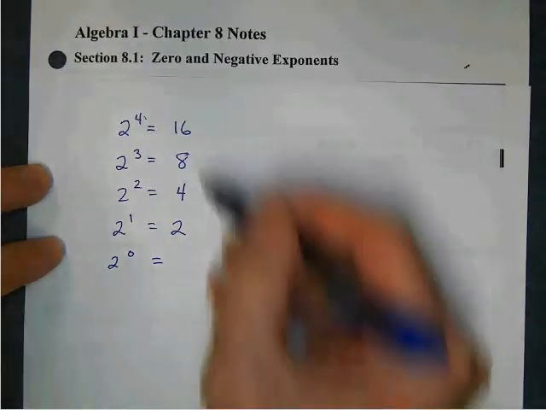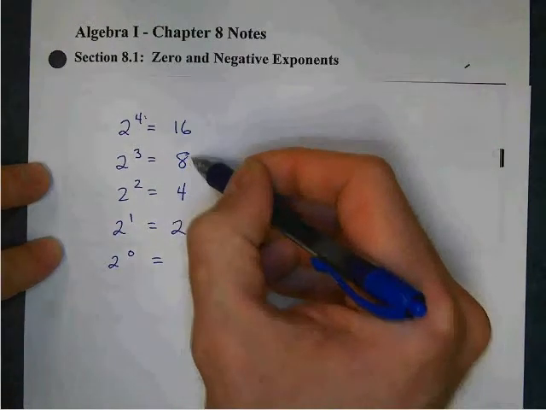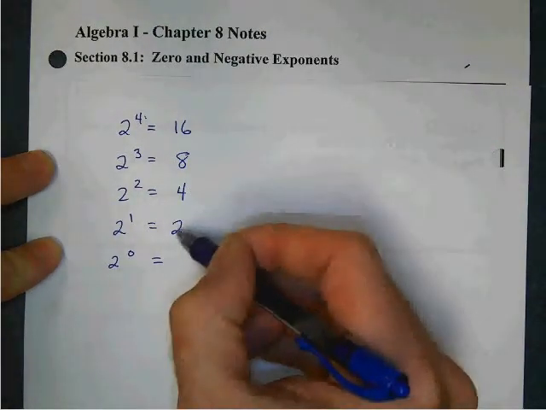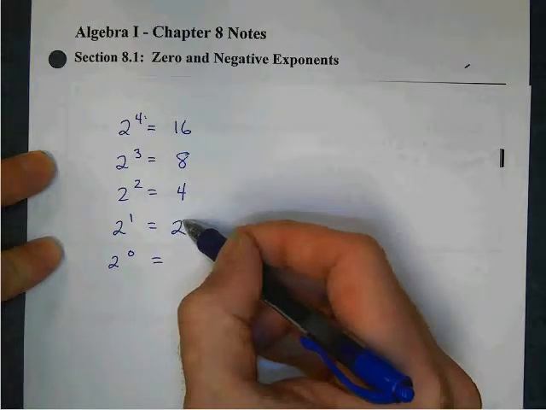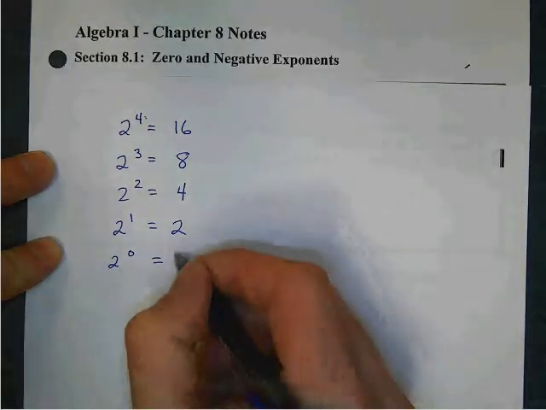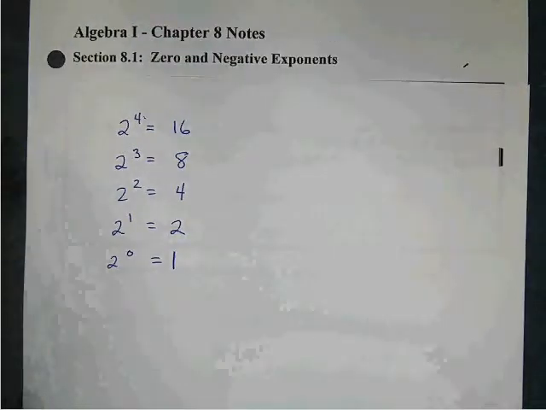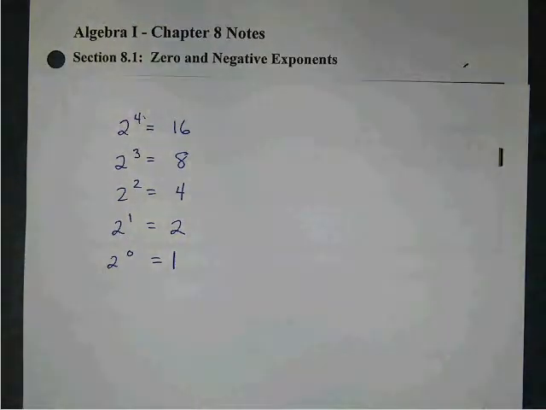Divide by 2, you get 8. Divide by 2, you get 4. Divide by 2, you get 2. Divide by 2, you get 1. So therefore, we can conclude that 2 to the 0 is 1. For that matter, anything to the 0 is 1. Okay? And that's a new law that we have. Anything to the 0 is 1. Now let's keep going.